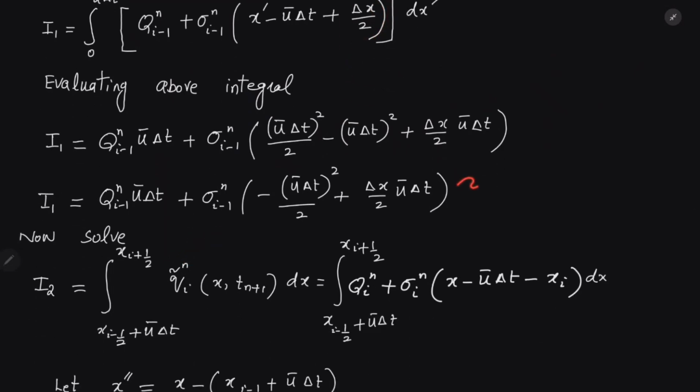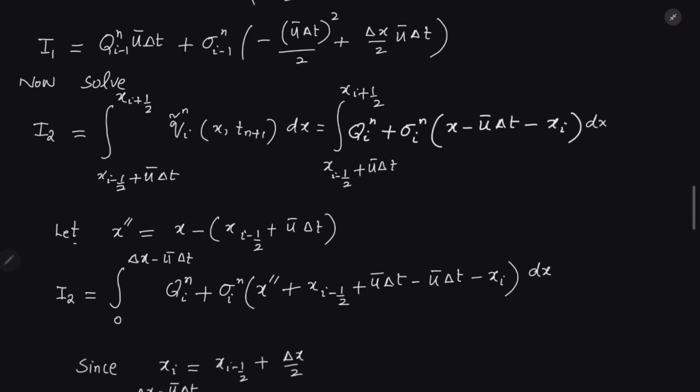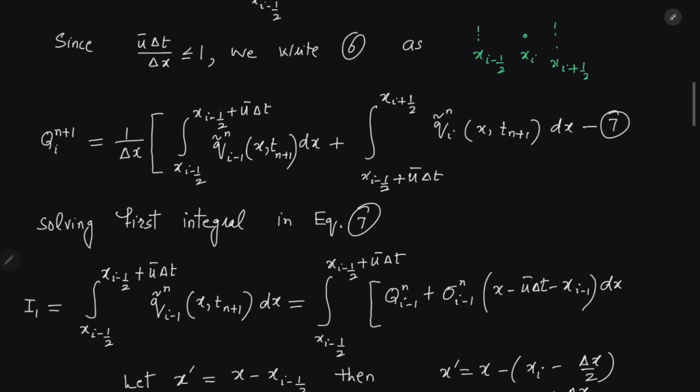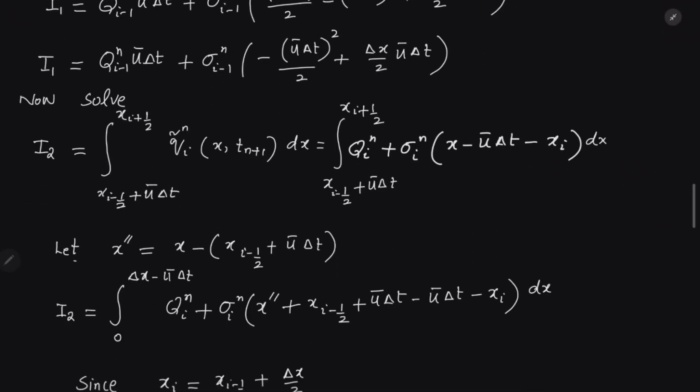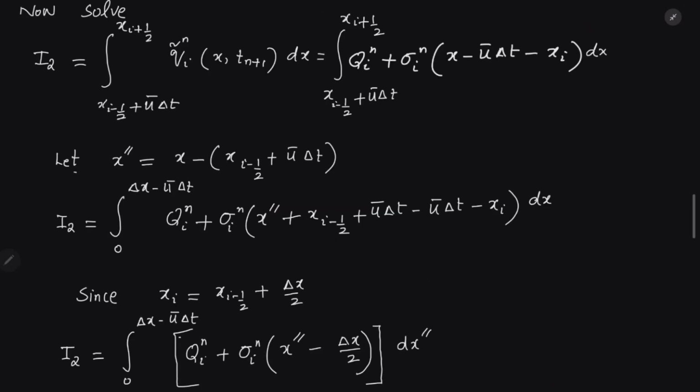So we reached at I1. Now we have solved I1. Now we move to another integral. The second integral is this term over here. Okay. So you can just take a look at the substitution over here. The substitution is this variable. We substitute x double dash over here and change the limit.